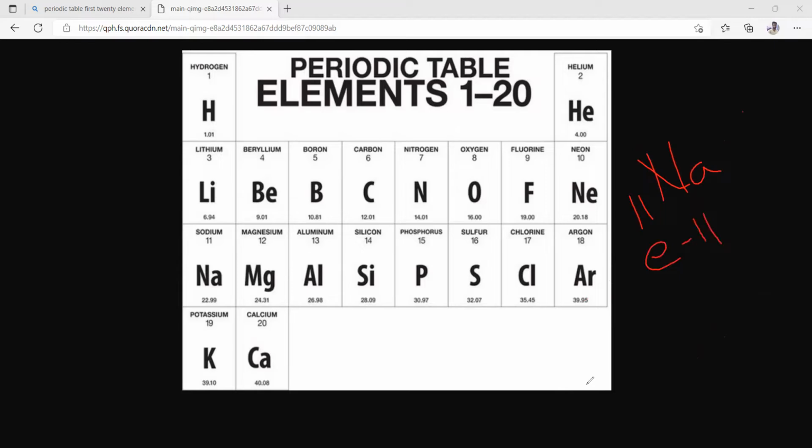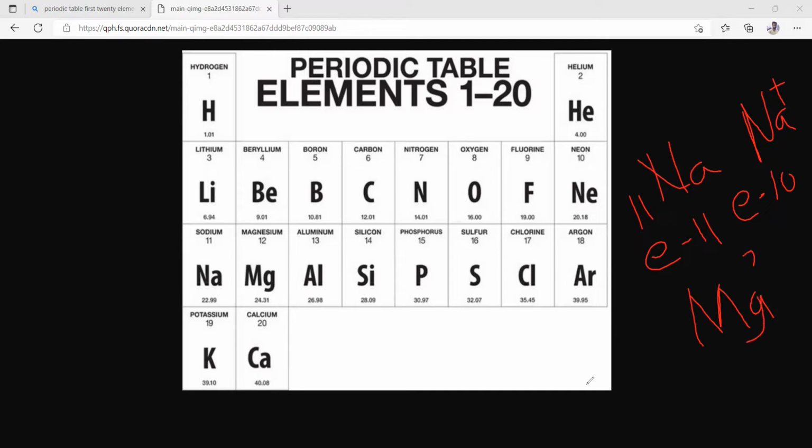If I write Na plus, how many electrons did sodium lose? No, I'm asking you about Na+1. How many electrons did sodium lose? 1. So already there were 11 electrons. Now how many electrons are there? 10. Okay, 10.